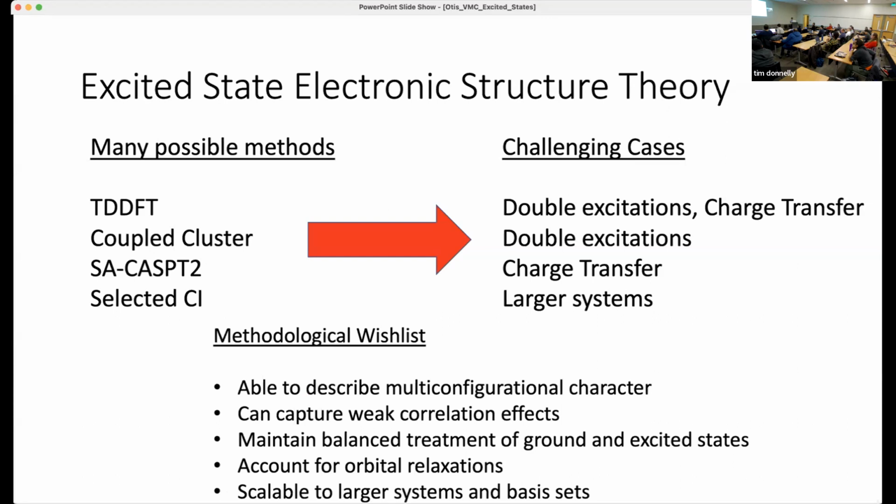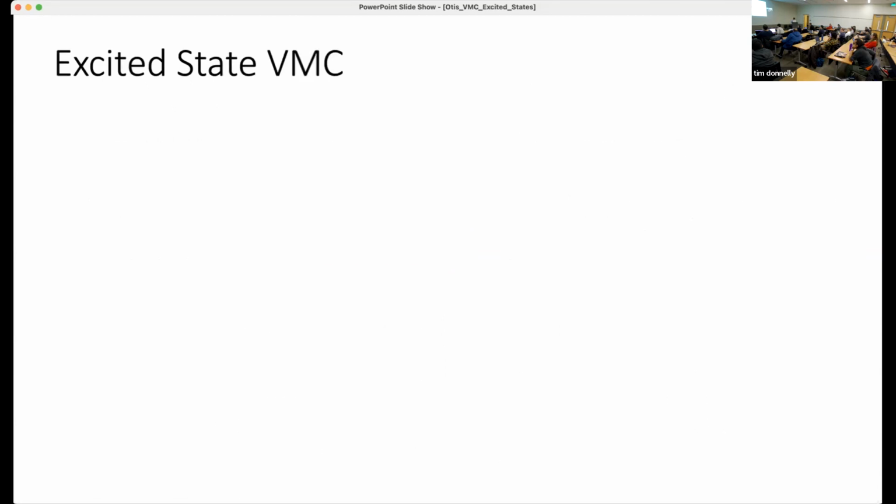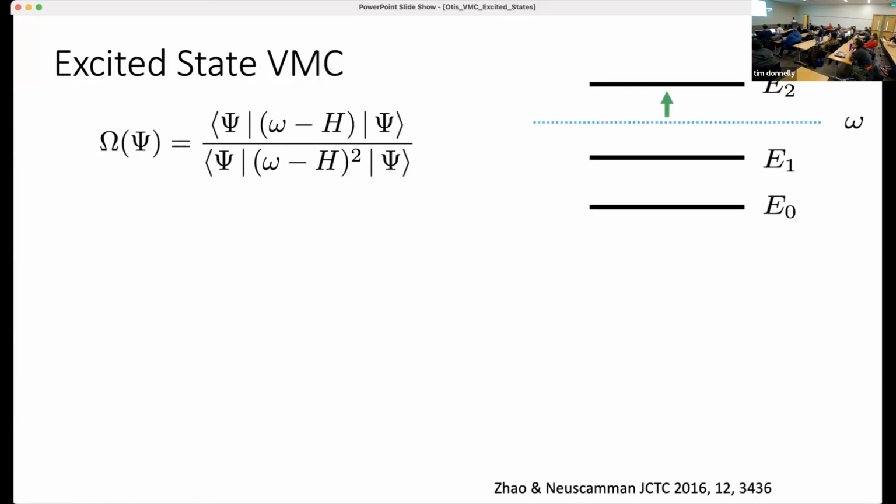So you could have a wish list of a method that would be broadly applicable across different categories of excited states, in terms of desiring good treatment of multi-configurational character and strong correlation effects, pairing that with weak correlation treatment and doing that in a balanced way for ground and excited states, plus things like orbital relaxation and an ability to scale to larger systems. And I think there are a lot of features of VMC that position it to play this role rather well for excited states.